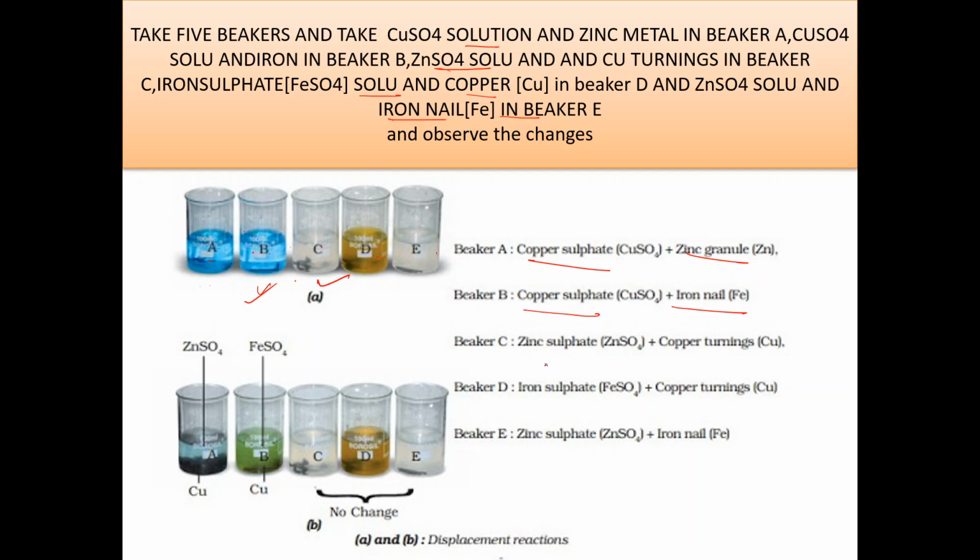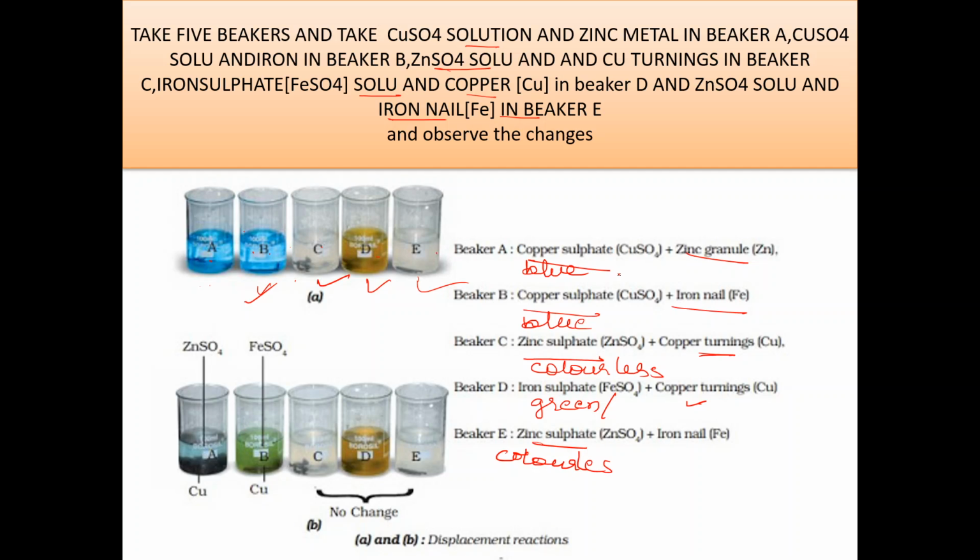In C, zinc sulfate is colorless. Copper sulfate is blue in color. Zinc sulfate is colorless. And shiny copper turnings are taken. Iron sulfate is green in color, green and yellowish green like this, and copper turnings. In E, zinc sulfate, again colorless, and iron nail.